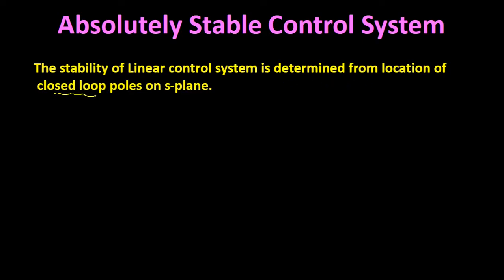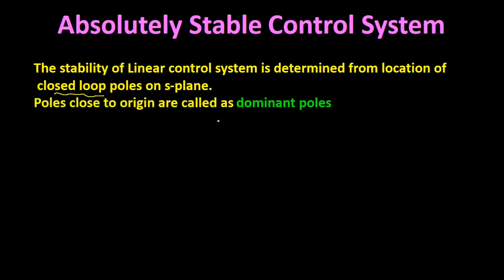What is the meaning of closed loop poles? The poles which we find out from the closed loop transfer function of any system are called as closed loop poles, and the poles that are close to the origin are called as dominant poles. For example, this is a pole zero diagram of a system. Here two poles are there at S is equal to -1 and at S is equal to -2. So here we can see that the pole at S is equal to -1 is near to the origin. Therefore, this pole is called as dominant pole.